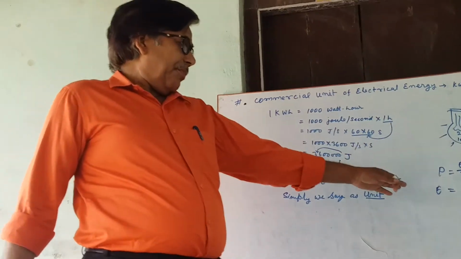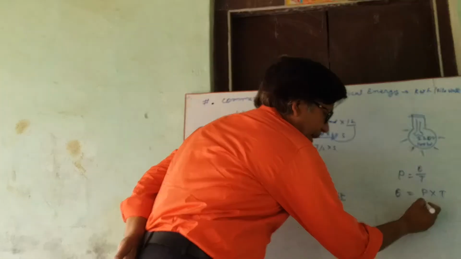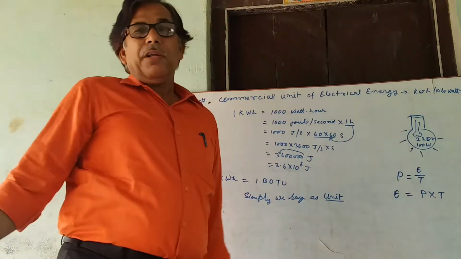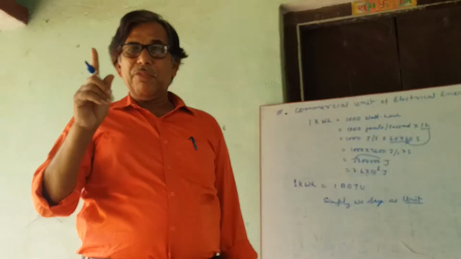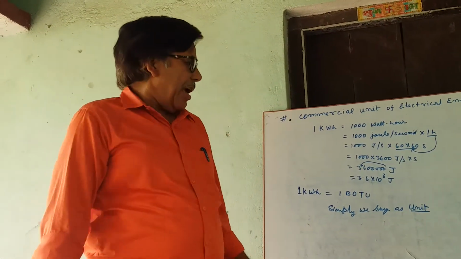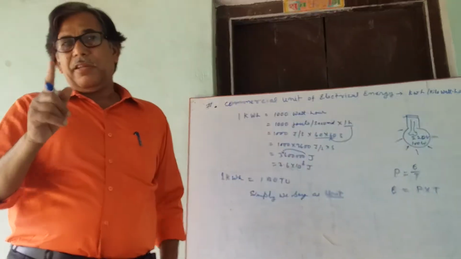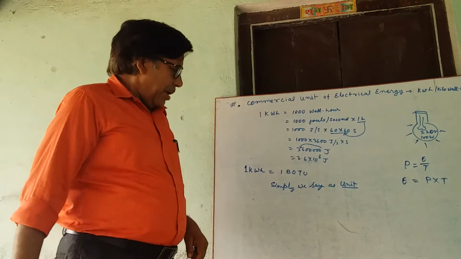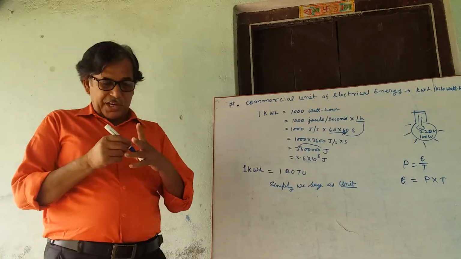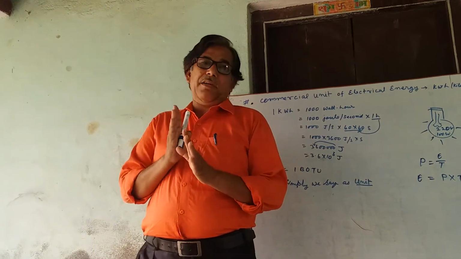Suppose the bulb is of 100 watt and time is 1 hour, then 100 watt hour will be our energy, and then we divide it by 1000 to get kilowatt hour or unit. That's all.